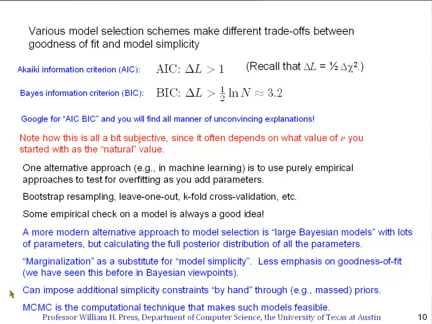There are in fact ways to impose simplicity constraints in these large Bayesian models, kind of by hand. In other words, if you have a parameter that you think probably just has a value 0, but that possibly should be a free parameter, then put as a prior a probability of 0.8 that it is masked at 0. In other words, a delta function at 0, and then give it a broad prior distribution in the remaining 0.2. The computational technique that lets us do this kind of calculation is Markov chain Monte Carlo, a very important technique in modern Bayesian statistics, and we'll come to that in later segments.